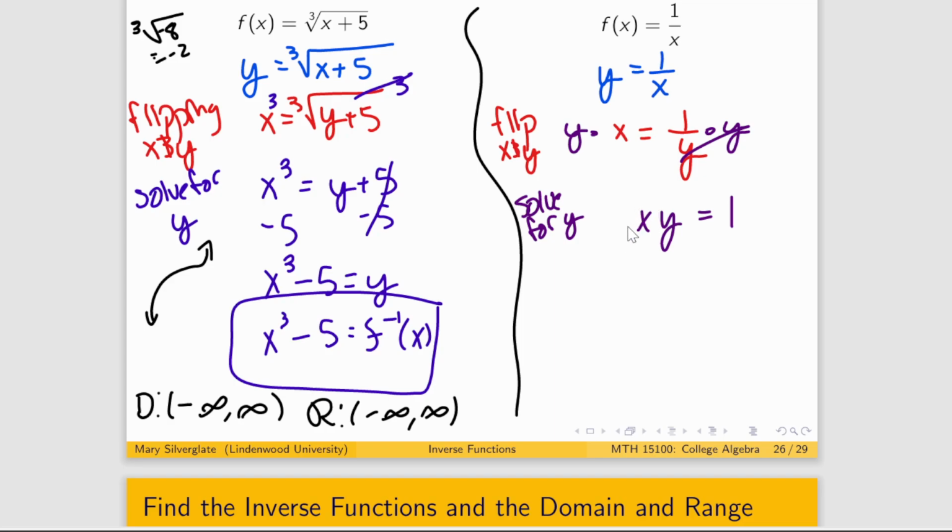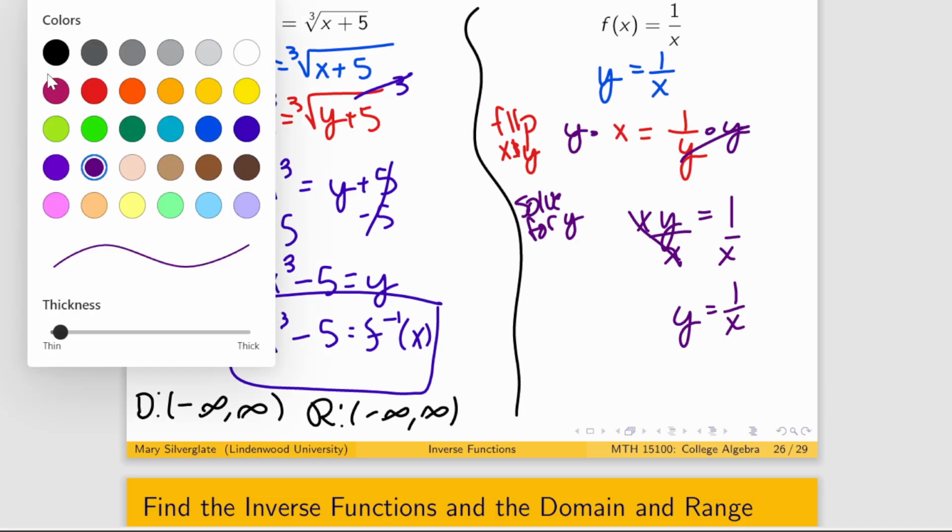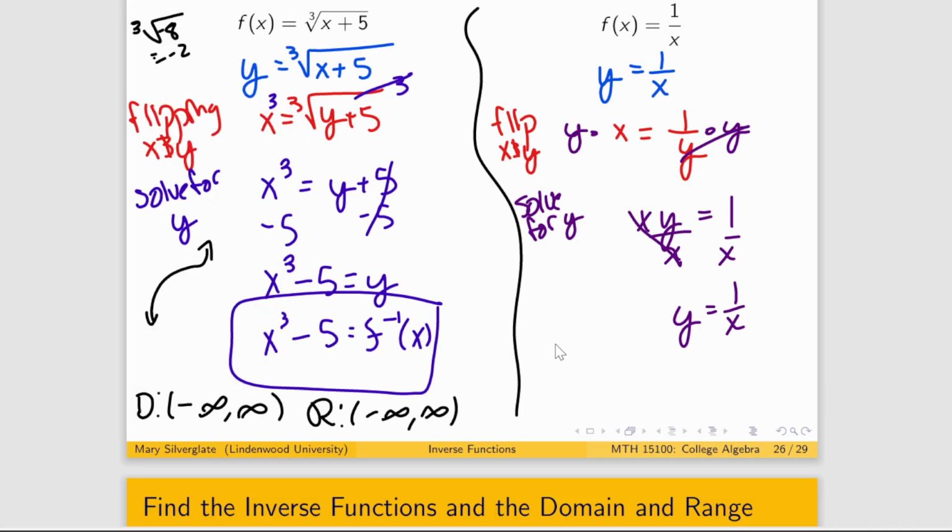Then I want to undo multiplying by x. And how do I undo multiplying by anything? I just divide. So I could actually divide by x. And actually, this is a case of a function whose inverse is the same as the original. Very rare that that happens, but this does happen to be an example where that's the case.